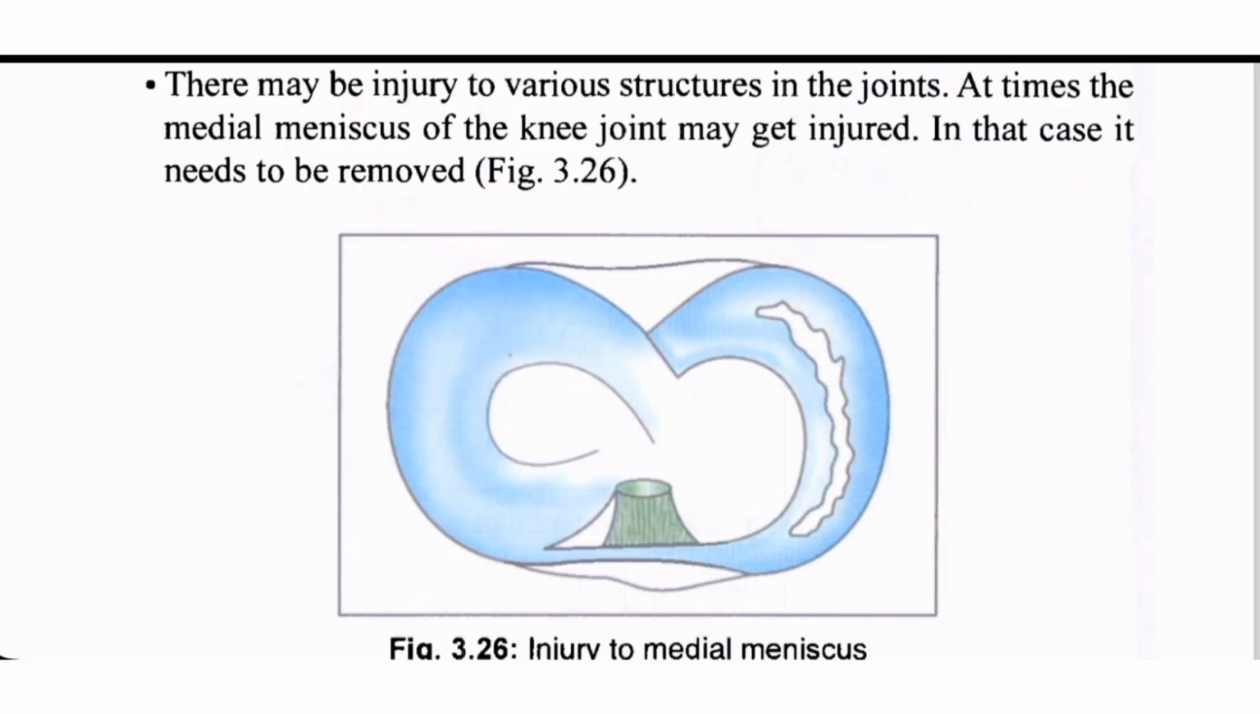So next is the injuries to the joint. Whenever a joint gets injured, sometimes the menisci which are present inside the joint also get injured. If they cannot be repaired, then they need to be removed. And in the coming clinicals, you will see a procedure known as arthroscopy. That is the procedure we use to repair or remove these menisci.